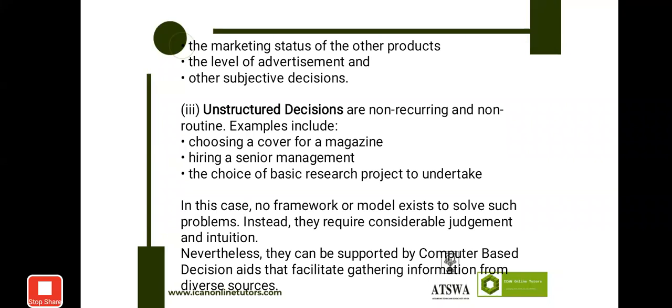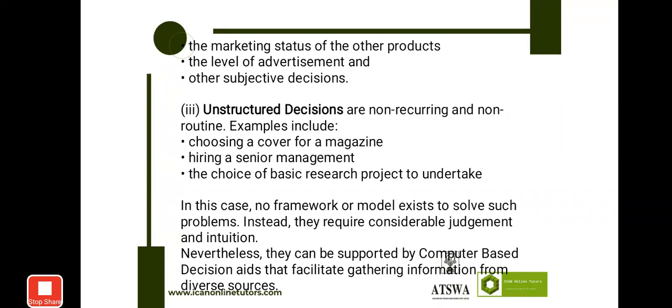But for the unstructured one, it is not a reoccurring routine. Okay, it could be a once in a while stuff. And then because of that, we could decide how we want to do it, anyhow we want to do it at that particular point in time. For example, we have choosing a cover for a magazine. The cover of a magazine does not have to be the same every year and every time during the publication. So these are also unstructured decisions and the rest of them.